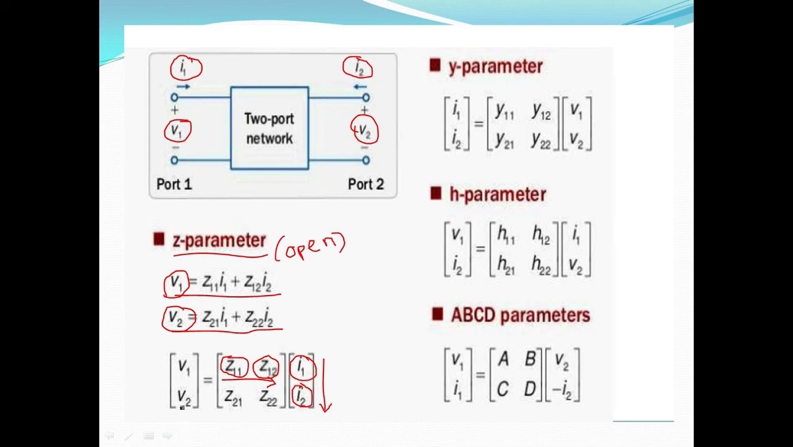The next equation, V2, is equal to Z21 I1 plus Z22 I2. In this way we find the equations in case of the Z parameter: V1 is equal to Z11 I1 plus Z12 I2, and V2 is equal to Z21 I1 plus Z22 I2. Then we move towards the short circuit parameter. It is called the short circuit parameter.